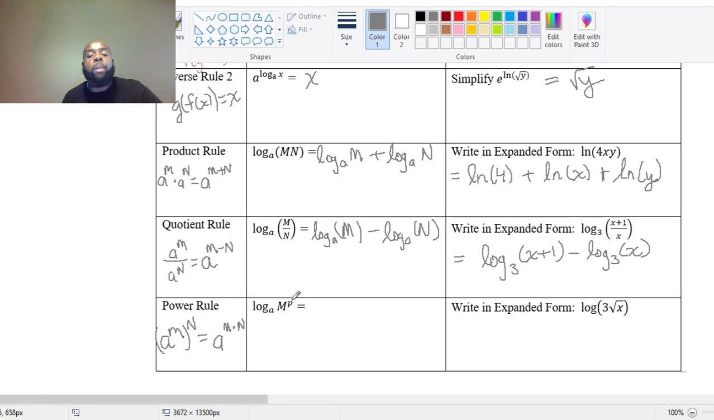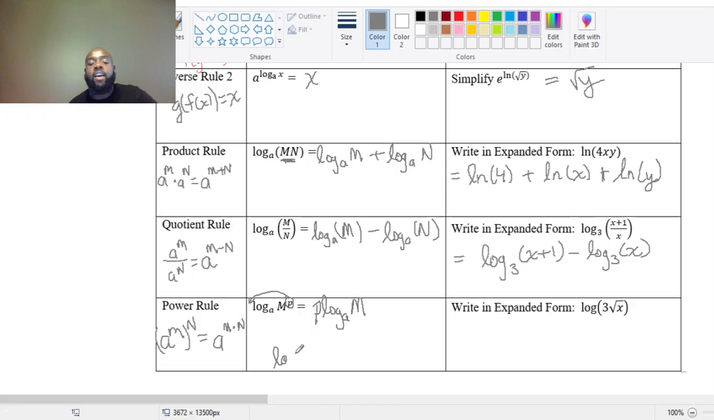Then what we can do is bring this power p to the front and multiply it in our logarithmic statement. So that would be p times the log at base a of m. So we'll bring that power out front and multiply it. If you think about p as a whole number, this sort of comes from the product rule.